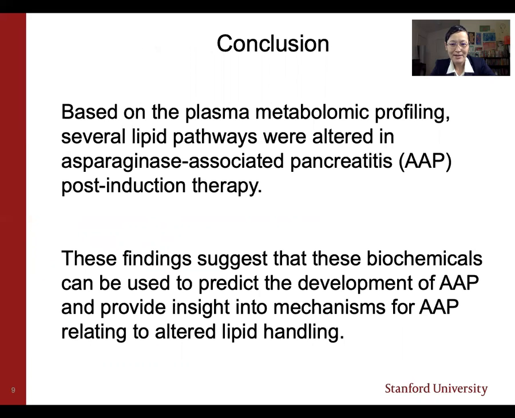These data help us to conclude, based on the plasma metabolomic profiling, that several lipid pathways are altered in aspartate-associated pancreatitis, AAP, post-induction therapy. These findings suggest that these biochemicals can be used to predict the development of AAP and provide insight into mechanisms for AAP relating to altered lipid handling.